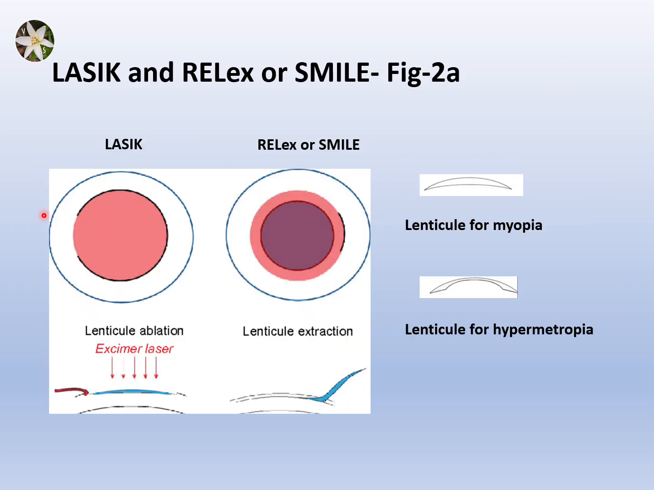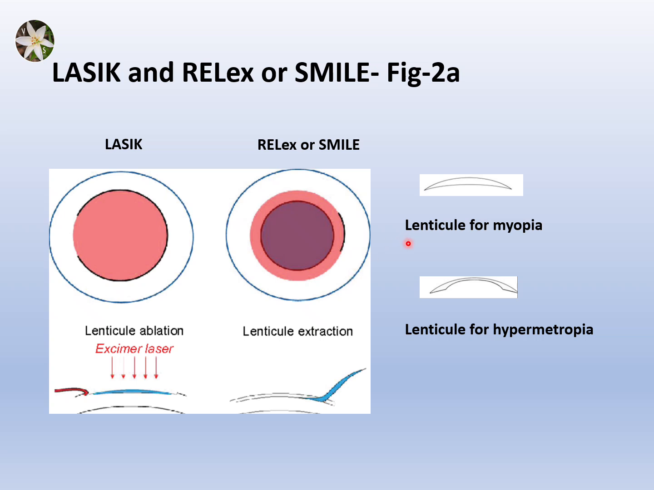This figure shows the size of the superficial corneal flap in LASIK. Now this flap is hinged back for ablation of the superficial corneal stroma, whereas in RELEX this incision is small and a lenticule of the cornea is fashioned beneath this. This is removed through this small incision. So the corneal epithelium is minimally disturbed and hence the post-operative discomfort is also minimal.